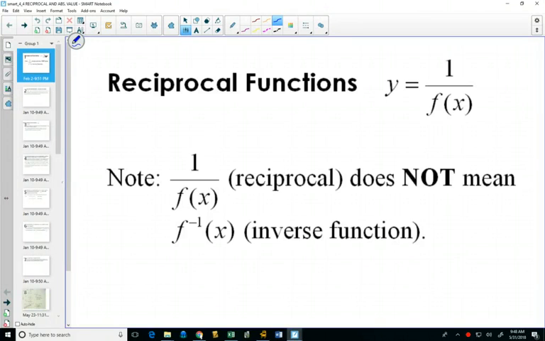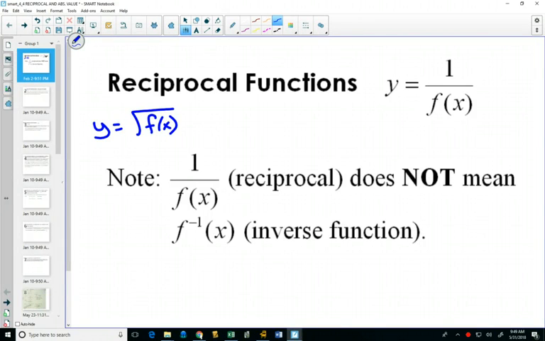Reciprocal functions. We've done a lot of transformations this year. Our first unit was transformations, and then throughout the year we've done some special transformations. For example, one of the special transformations we learned how to do was, if you have any function, how do you graph the square root of any function?